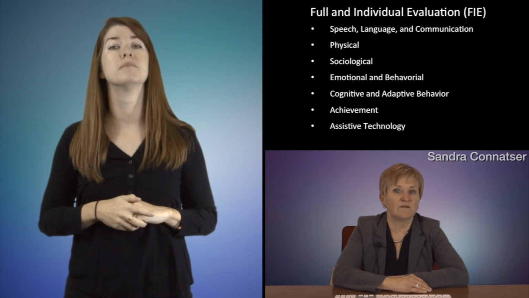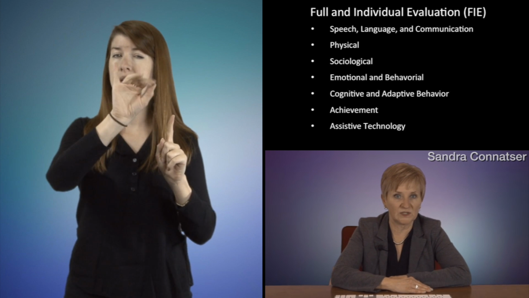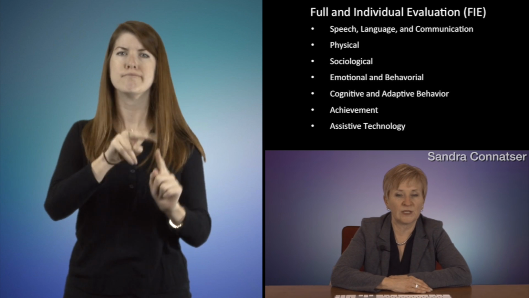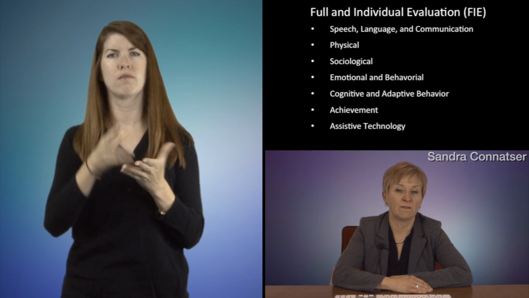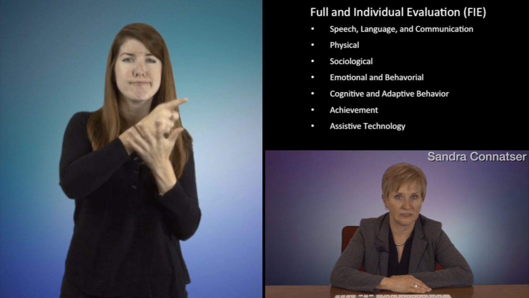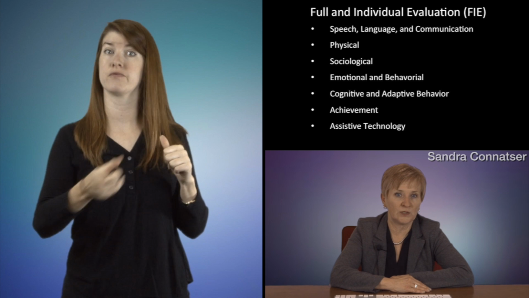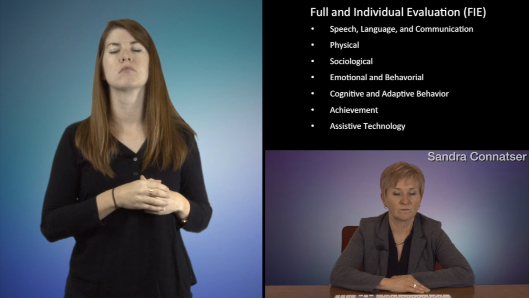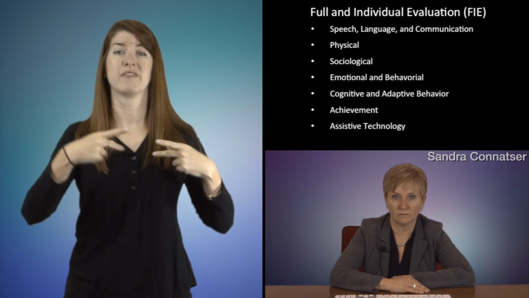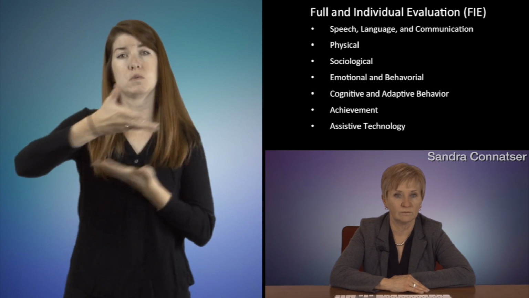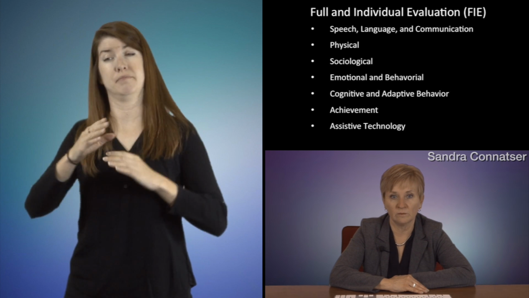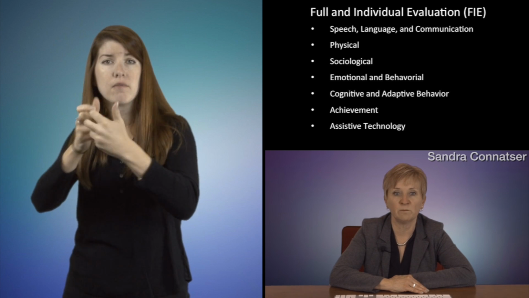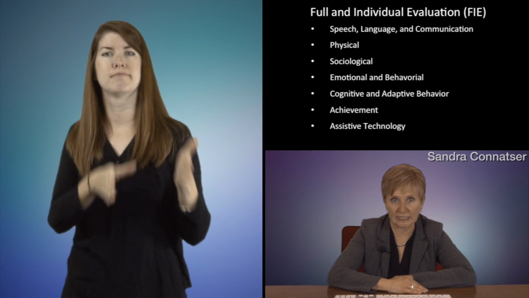The full and individual evaluation has multiple components. In each of these components, we look at different areas of the student and look at their needs in these specific areas. The first section that we look at is the speech, language, and communication of the student. The second is physical. The next is sociological. We look at emotional and behavioral, the cognitive and adaptive behavior skills, achievement, and assistive technology needs.